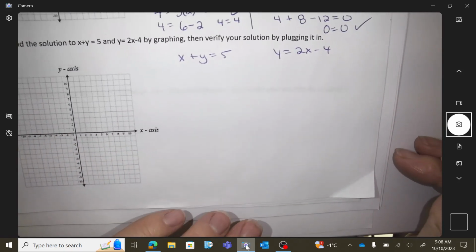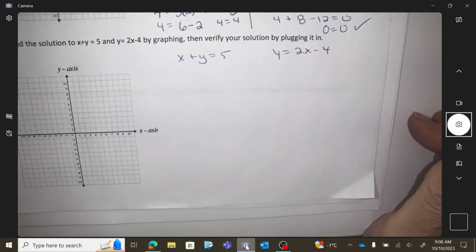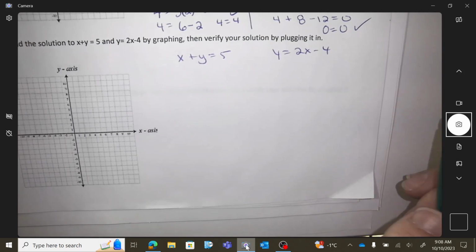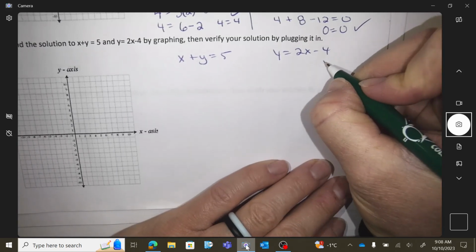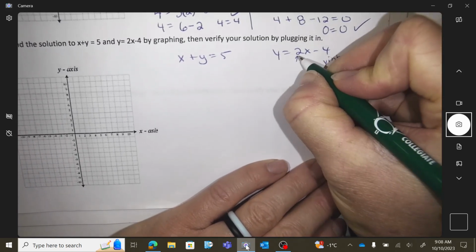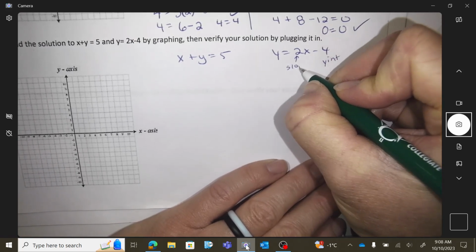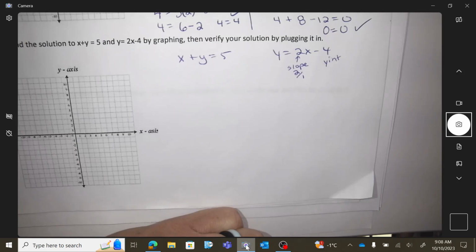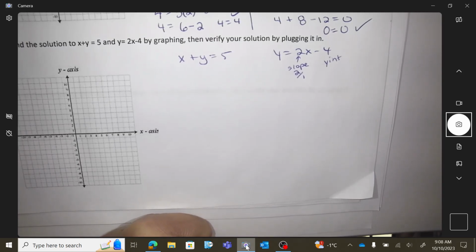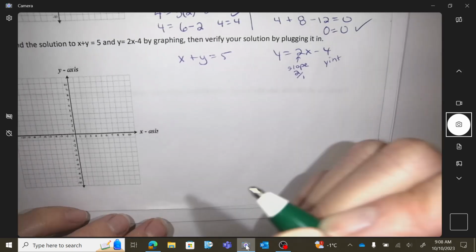Okay, so example 2, I have these two equations. This one is ready to go. y equals mx plus b. So there's my y-intercept, and my slope is going to be me doing up 2 and right 1. So go ahead and graph that line. So start at your -4.